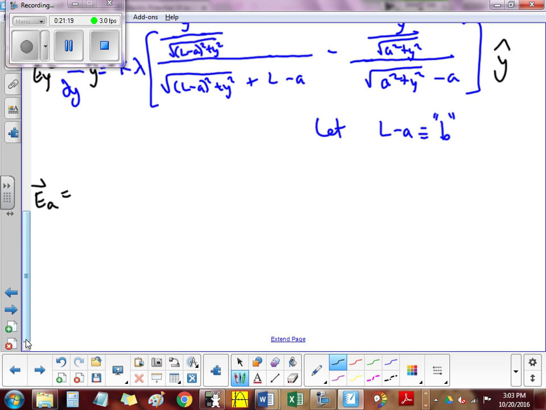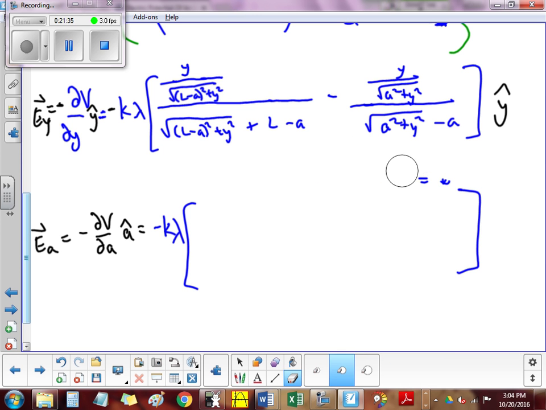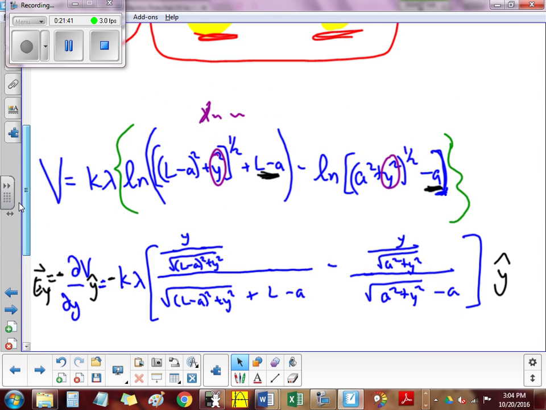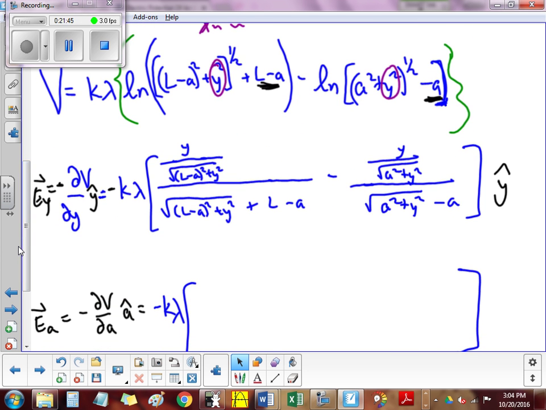in the A direction. And that's going to be negative dV dA, A hat. In other words, negative K lambda times. And we're going to do the same calculation this time, but we're going to treat the A as our variable and the Y as a constant. So the good news is it doesn't appear too different in our work.